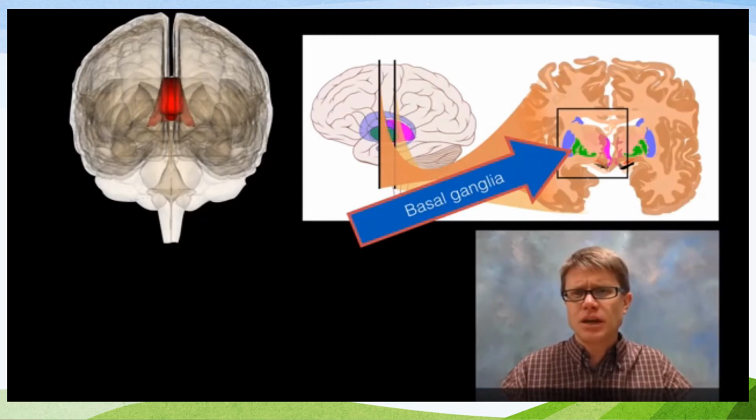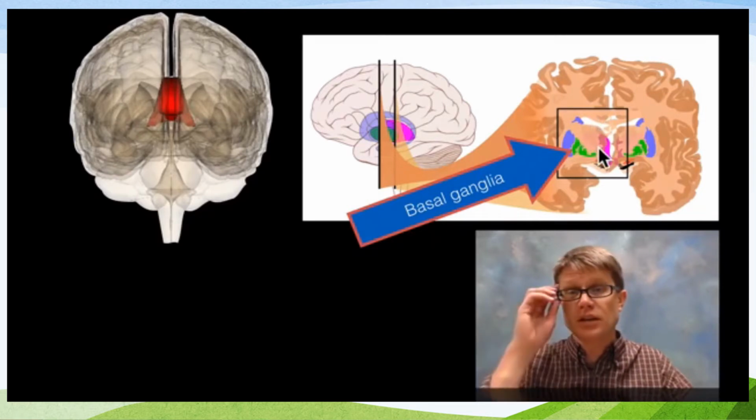Now, if we were to go right below the corpus callosum, we get into this area called the basal ganglia, and it's made up of a bunch of nuclei. What are nuclei, or what is a nucleus in a brain? It's basically a bunch of neurons that are right next to each other that have the same function. And so all of these nuclei together make up what's called the basal ganglia. And you can see this would be the corpus callosum connecting it together as well.